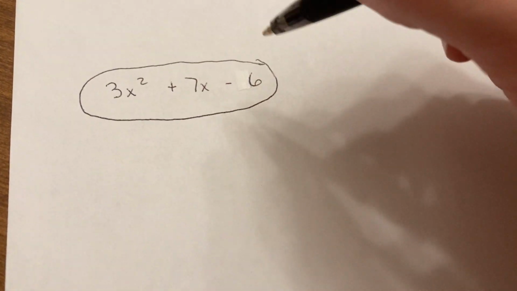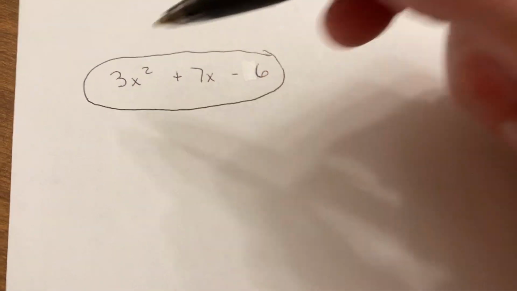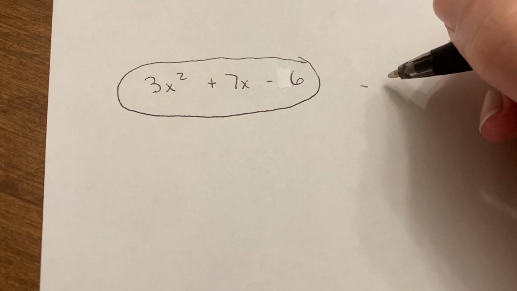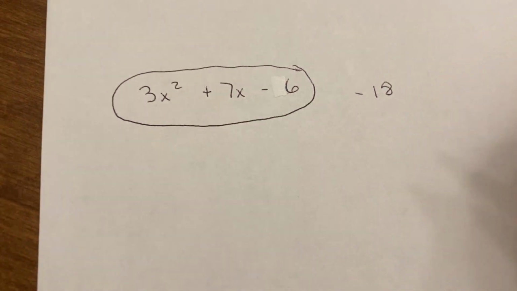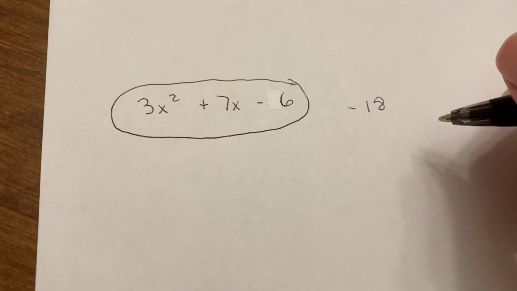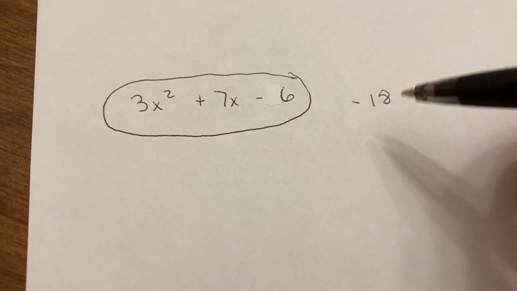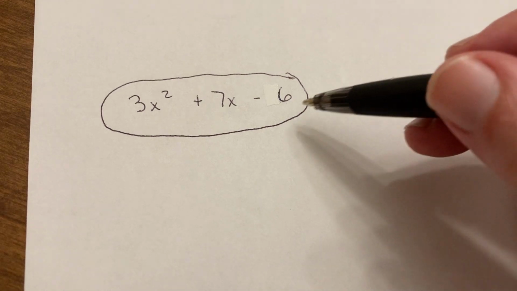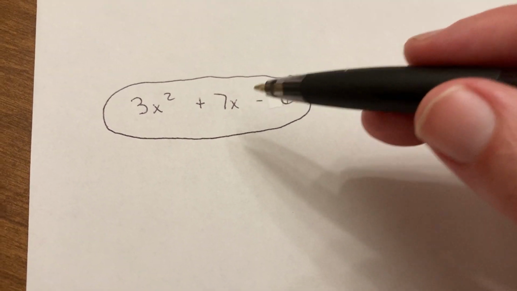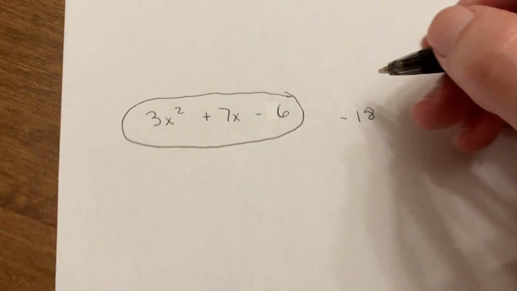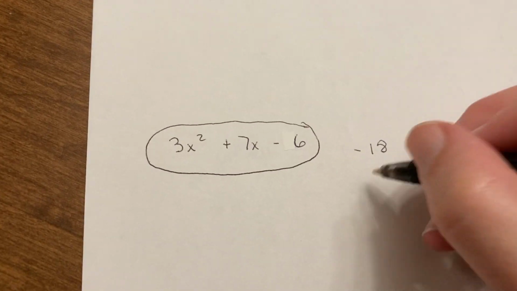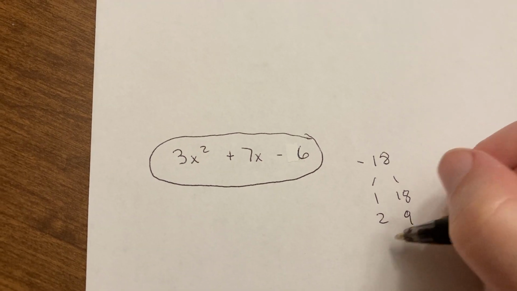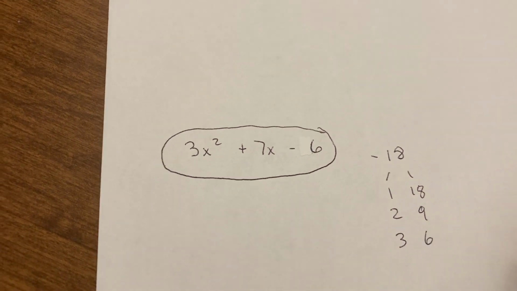So the first thing you're going to do is multiply your a value with your c value. So that'd be negative 18. And we're going to factor that. We need to look for the factors that, again, when we multiply them, give us negative 18, but when we add together, give us a positive 7. So I'm going to do the factors of 18 real quick. That'd be 1 and 18, 2 and 9, 3 and 6.